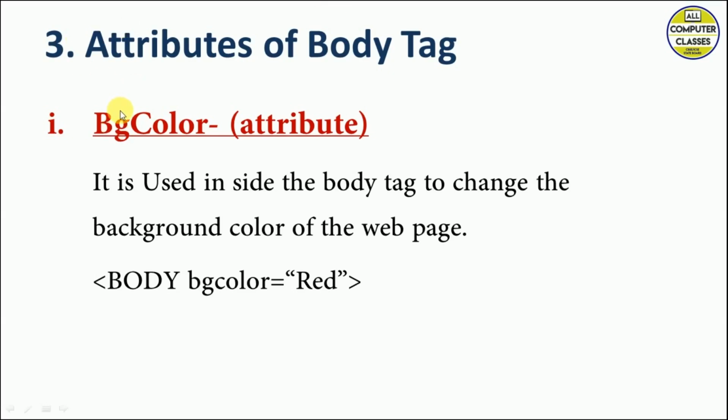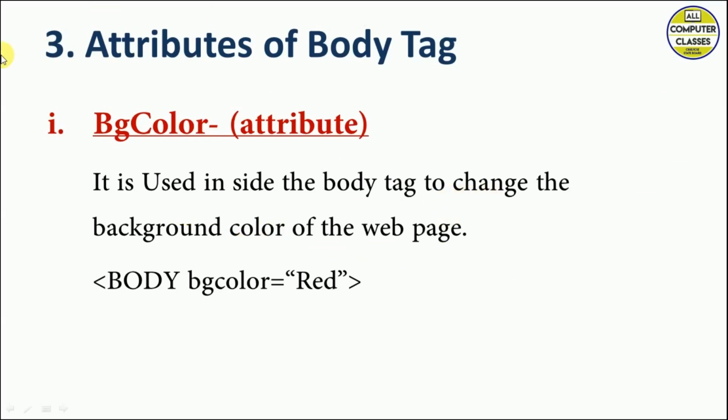BGColor stands for background color. It is used inside the body tag. The attributes, pay attention here, attributes will be used inside the tag, right? So it is used inside the body tag to change the background color of a web page.